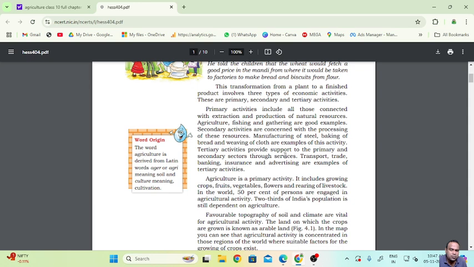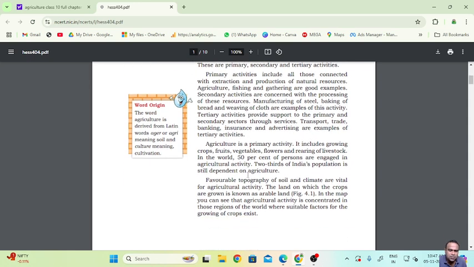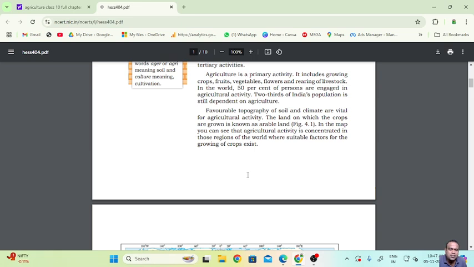Tertiary activities provide support to the primary and secondary sectors through services. Transport, trade, banking, insurance and advertising are the examples of tertiary activities. Agriculture is a primary activity. It includes growing crops, fruits, vegetables, flowers and rearing livestock. In the world, 50% of the people are engaged in agricultural activity. Two-thirds of India's population is still dependent on agriculture.